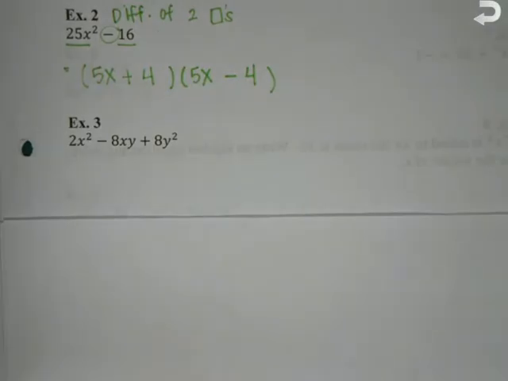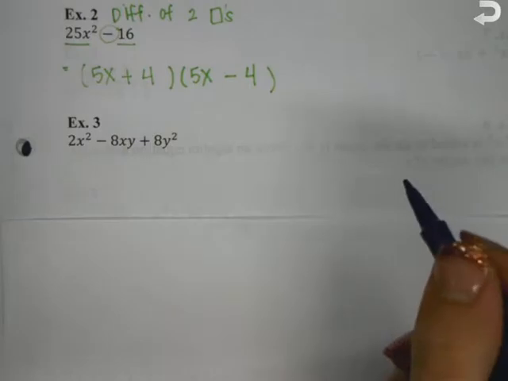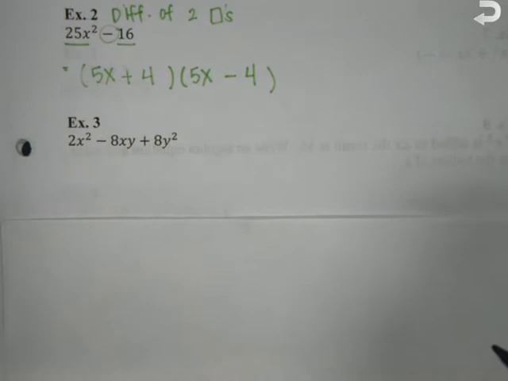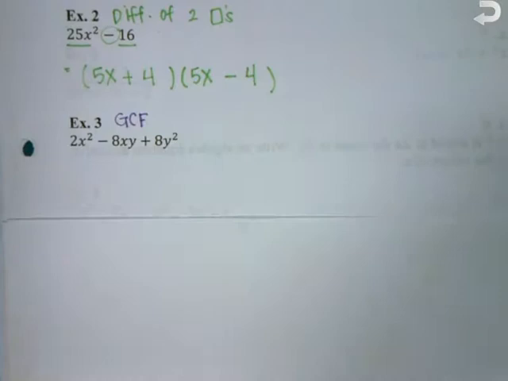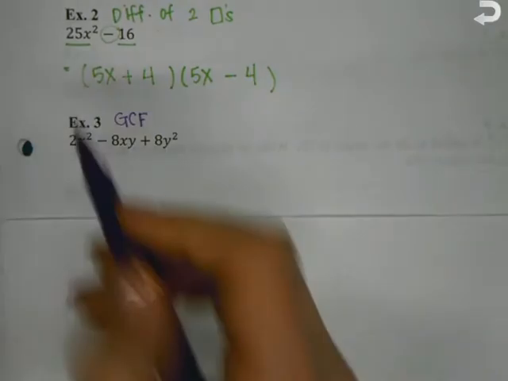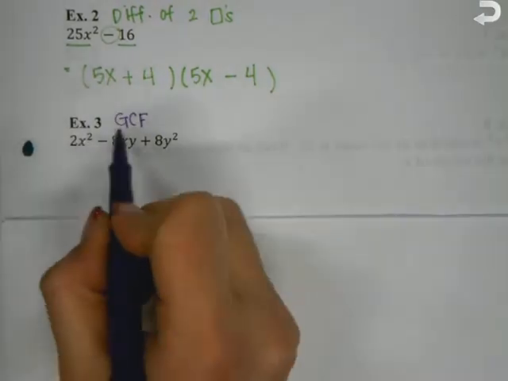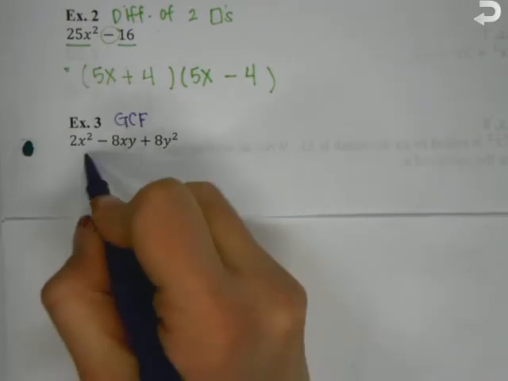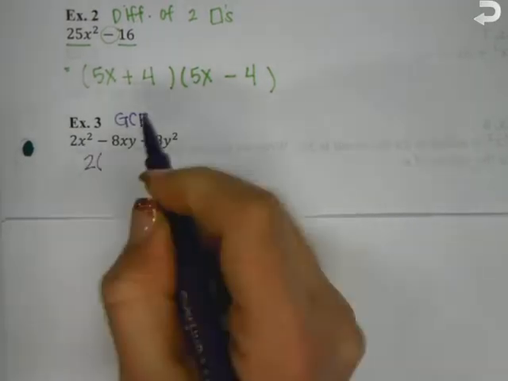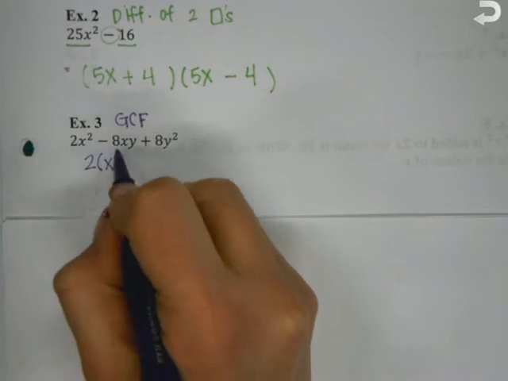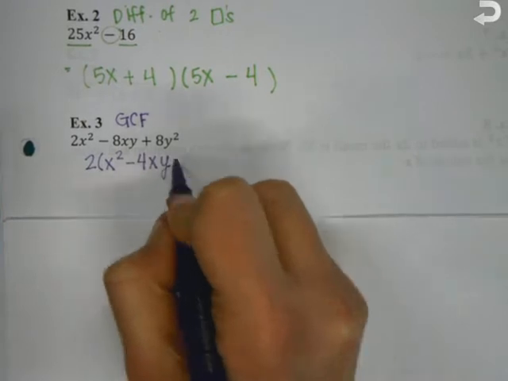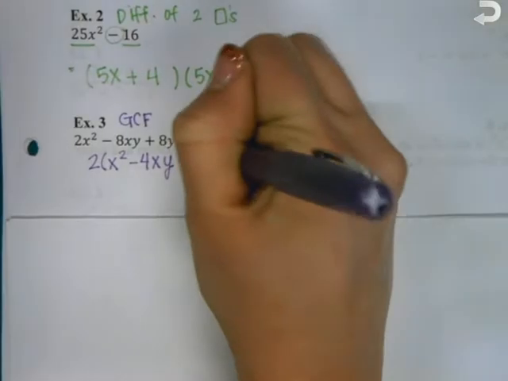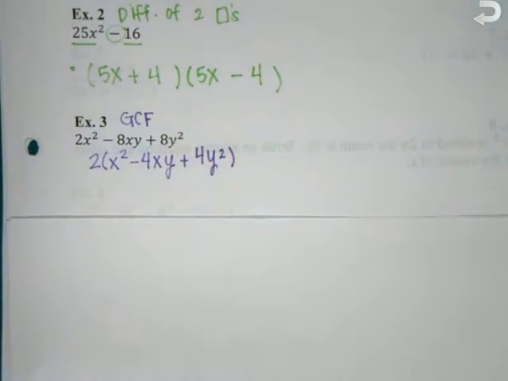Okay, what's the first thing I always look for when factoring? GCF. Is there a GCF in here? Yes. So let's write that down first. GCF. What is the GCF? 2. We were looking for the greatest common factor, so it's 2. So let's pull out a 2, which gives me x squared minus 4xy plus 4y squared. Okay, now let's get this. Is this factored completely?